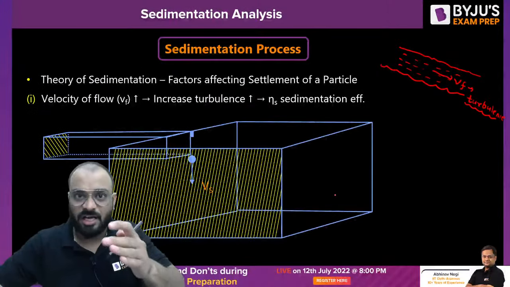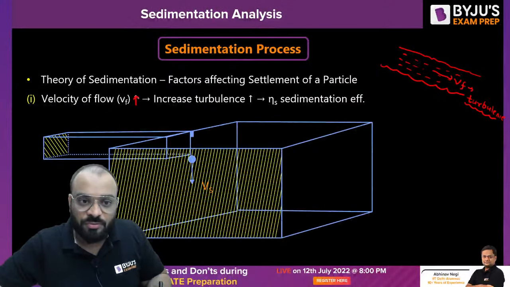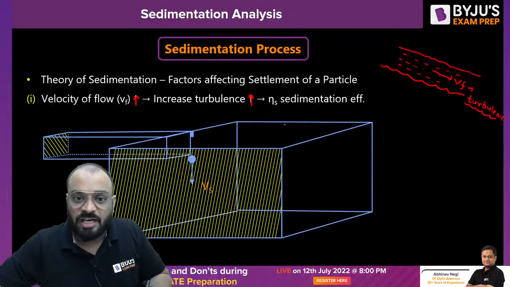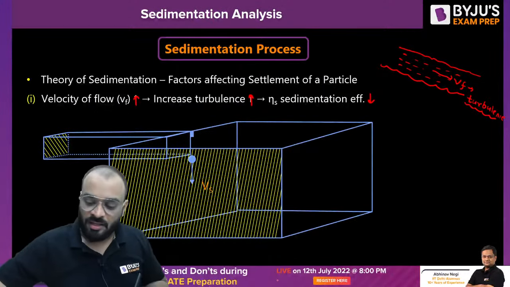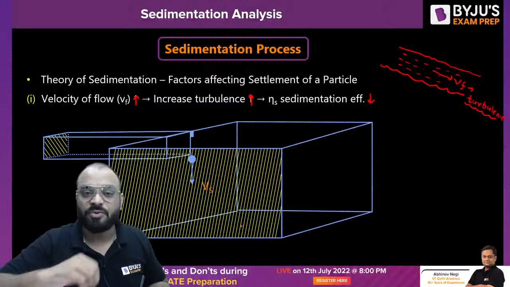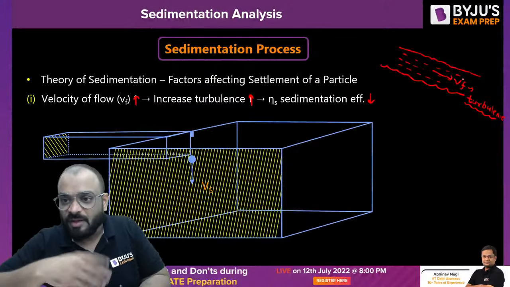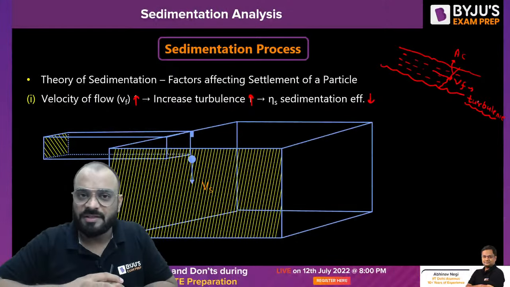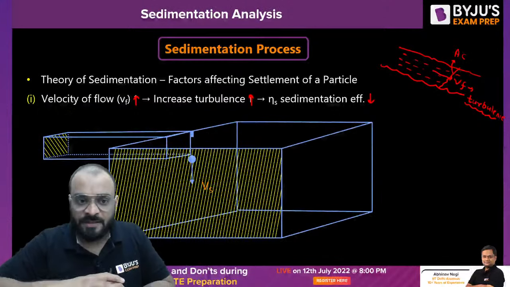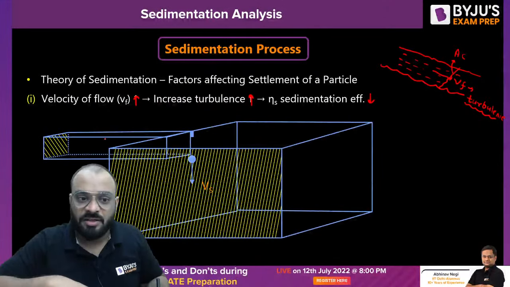In general, I have told you that if the velocity of flow is more, then it increases the turbulence, and if it increases the turbulence, then the sedimentation efficiency will be lesser. Now how can I change it? Very easy to understand. Listen, in this particular case, you have a certain cross-section area, right? Whatever cross-section area of the river is there, let us consider AC. Now let us suppose this is a channel through which water is coming to the sedimentation tank.